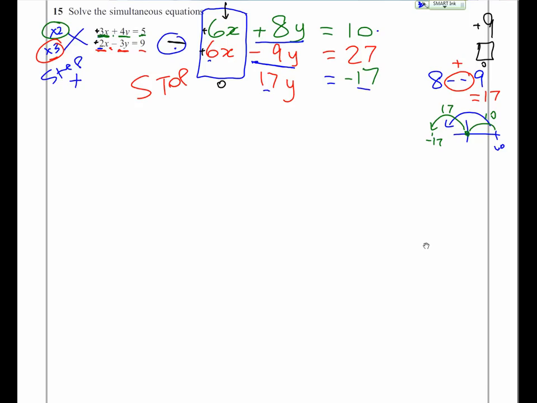Our next step is to find y. We're going to divide by 17 to get y on its own. And 17 divided by 17 is 1, but it's a negative. This is negative 1. We found our first letter.